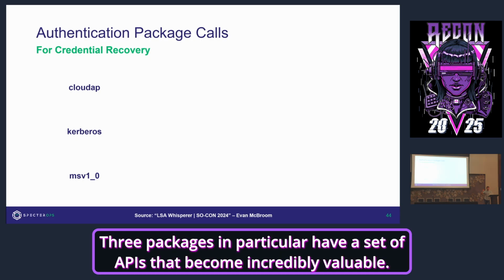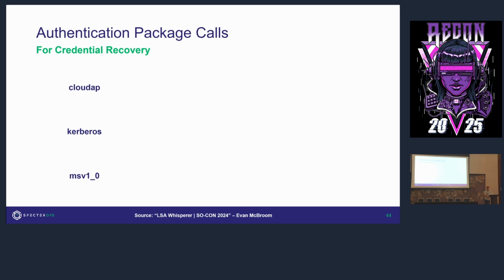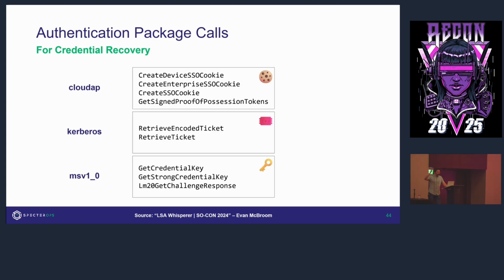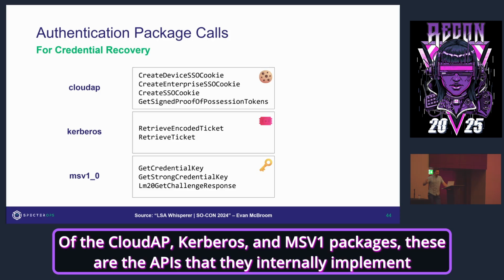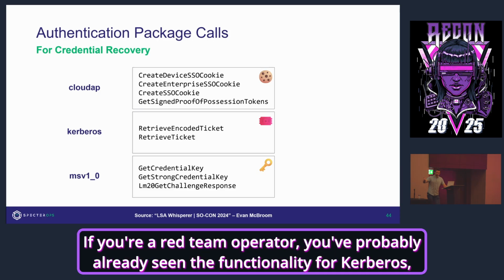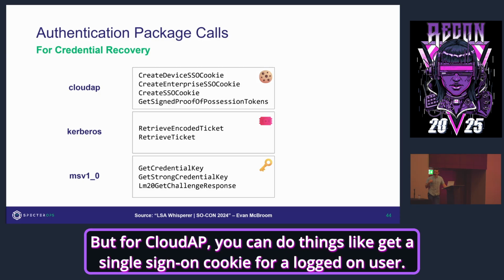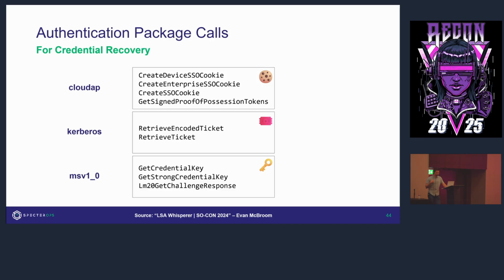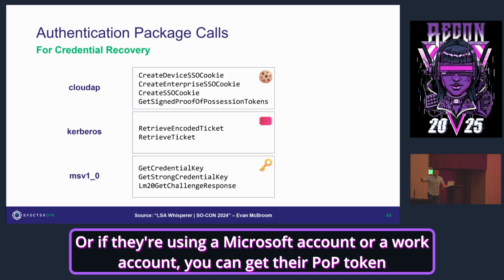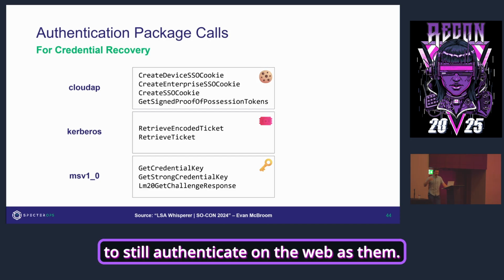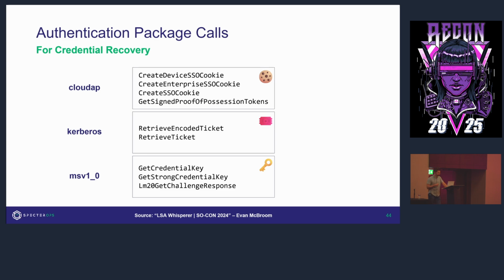Three packages in particular have a set of APIs that become incredibly valuable. Of the Cloud AP, Kerberos, and MSV1 packages, these are the APIs that they internally implement that you can interact with. If you're a red team operator, you've probably already seen the functionality for Kerberos, which allows you to request a ticket. But for Cloud AP, you can do things like get a single sign-on cookie for a logged on user. Or if they're using a Microsoft account or a work account, you can get their PRT token to still authenticate on the web as them.